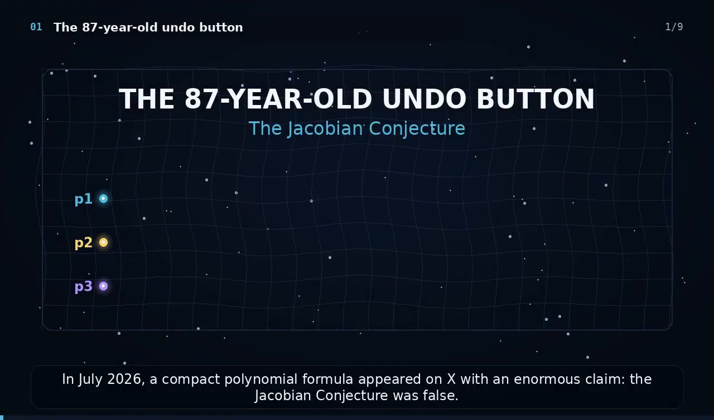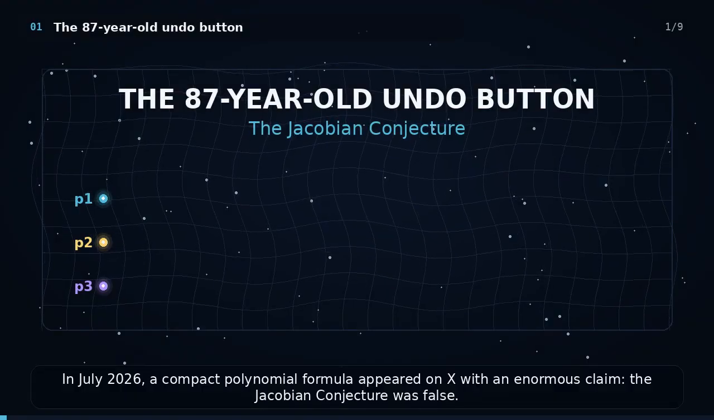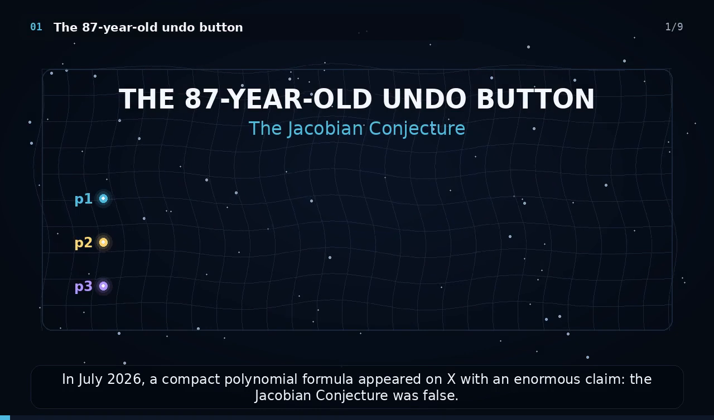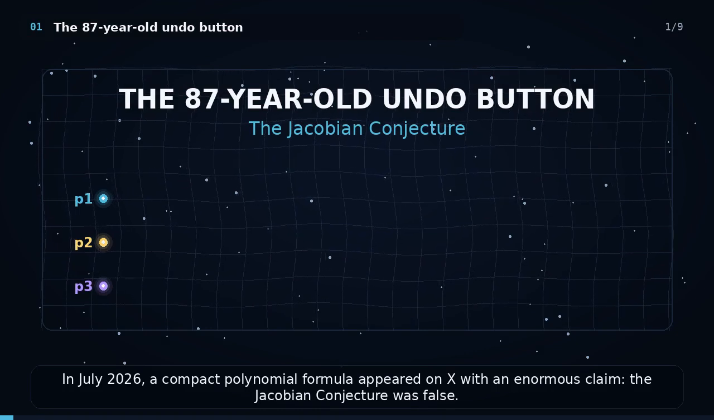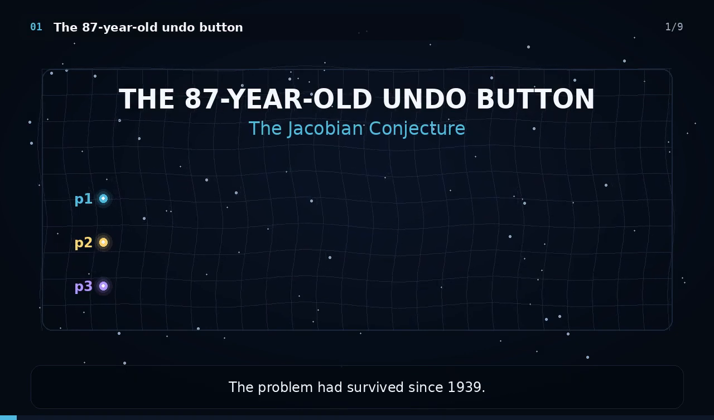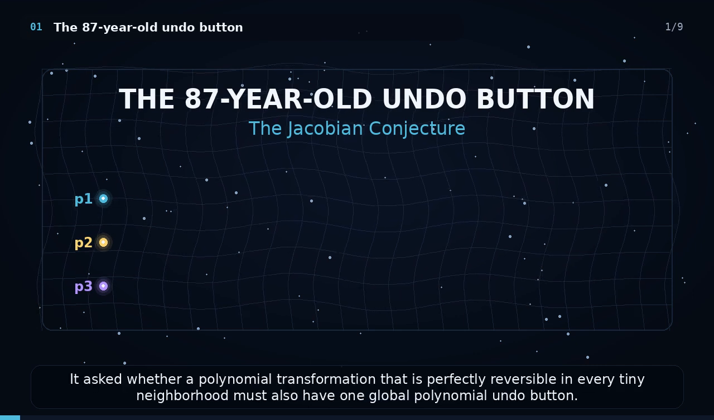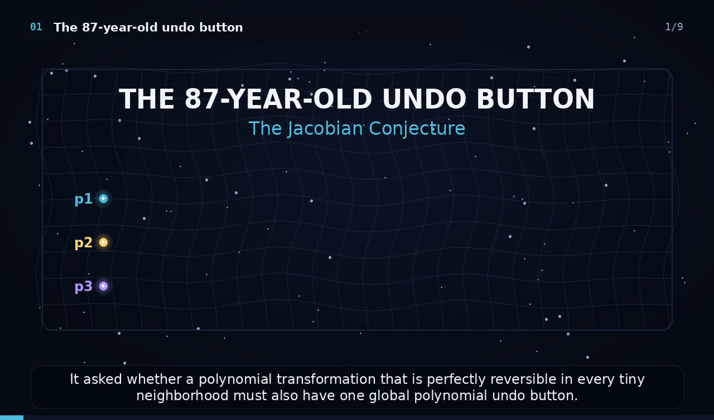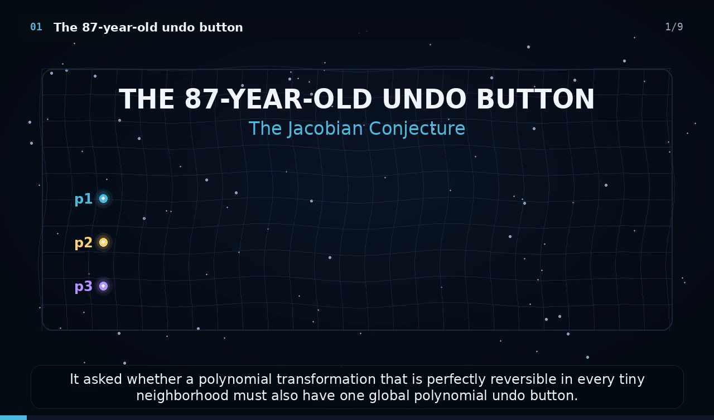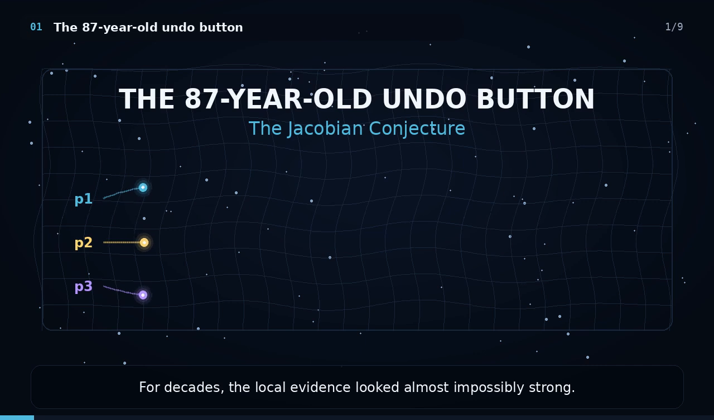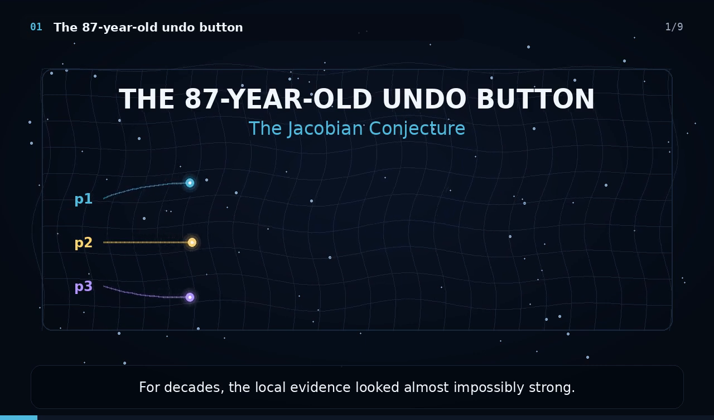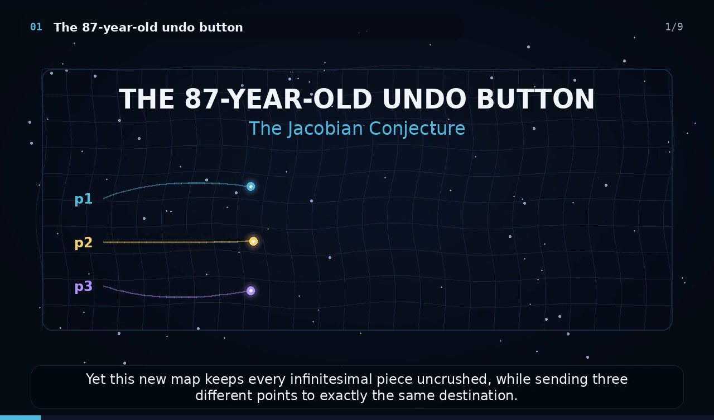In July 2026, a compact polynomial formula appeared on X with an enormous claim. The Jacobian conjecture was false. The problem had survived since 1939. It asked whether a polynomial transformation that is perfectly reversible in every tiny neighborhood must also have one global polynomial undo button. For decades, the local evidence looked almost impossibly strong.